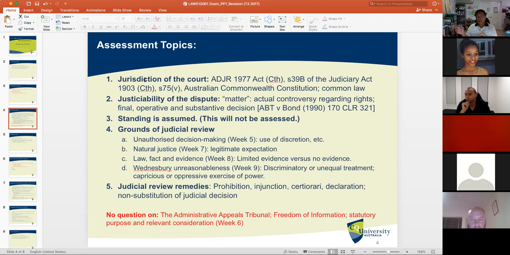And then, you need to know whether or not the common law is available. I would imagine that you don't have to go into the jurisdiction of the court as far as common law is concerned, because it will likely be captured by any of the three: the ADJR Act, the Judiciary Act of 1903, or the Australian Commonwealth Constitution. So there won't be any need for you to pinpoint the common law as a source of the jurisdiction of the court. We're good so far?